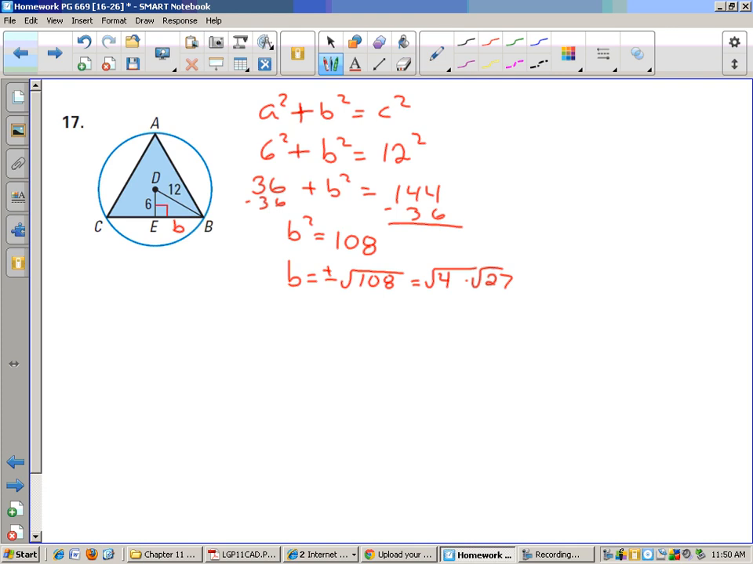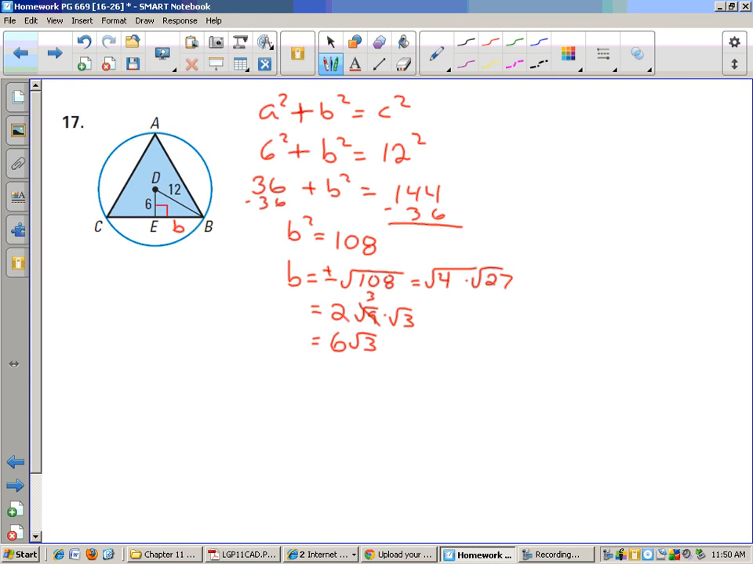Are you good? Okay. So root 4 is 2. Now, can 27 break apart into any perfect squares? 9 and 3. Right. 9 times root 3. So root 9 is what? 3. So this is 2 times 3 times root 3. So that's 6 square roots of 3. Good. So we know that b is 6 square roots of 3.